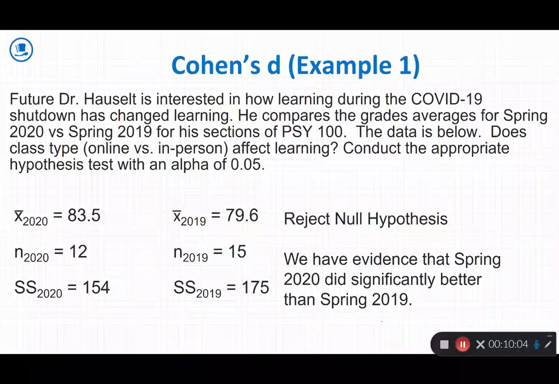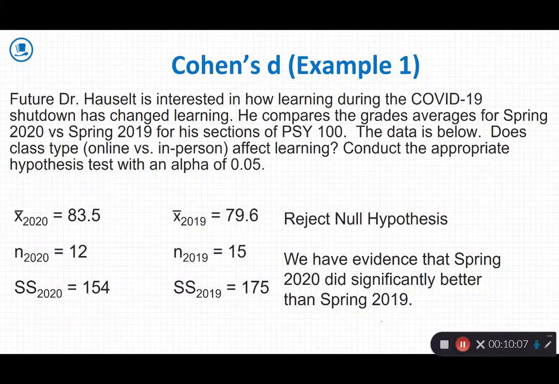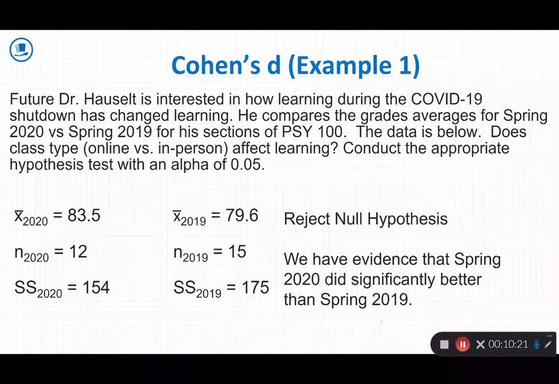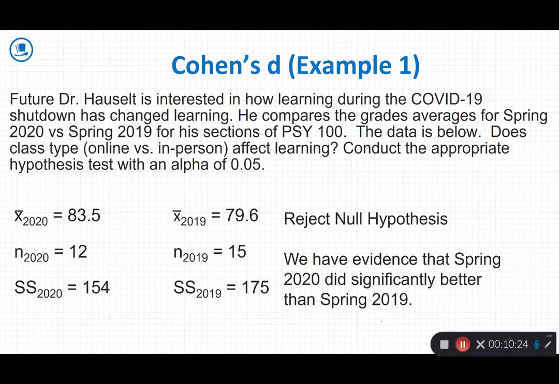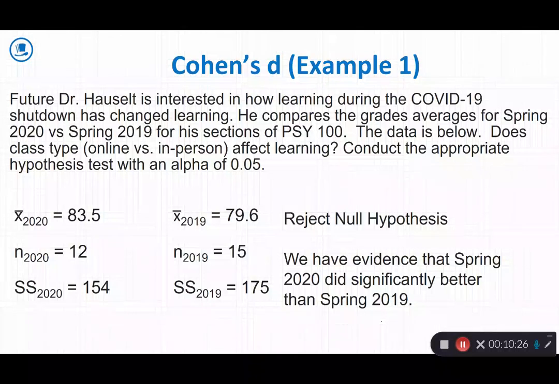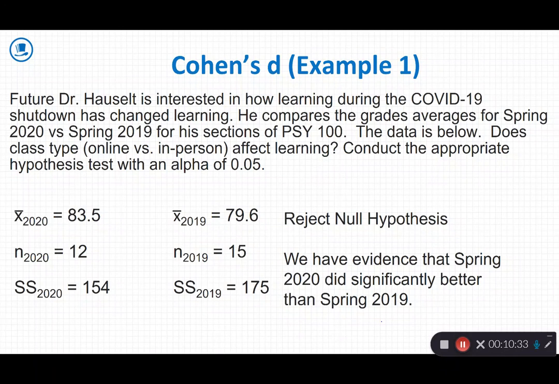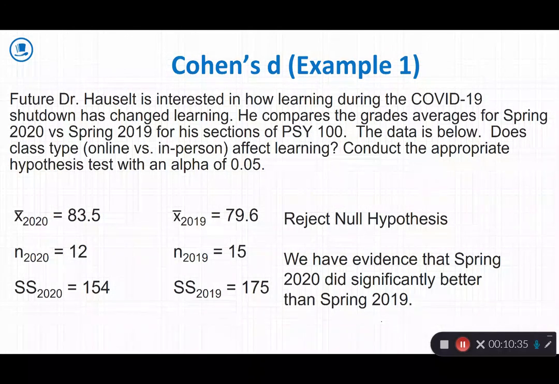As an example, this is the example from the previous lecture for independent samples t, where a future me compares the students in my class, the averages for spring 2020 versus spring 2019 in Psych 100. So the data was for 12 and 15 students, right, their final course average. And there's the means, 83.5, 79.6, and then the sums of squares for each of those samples.